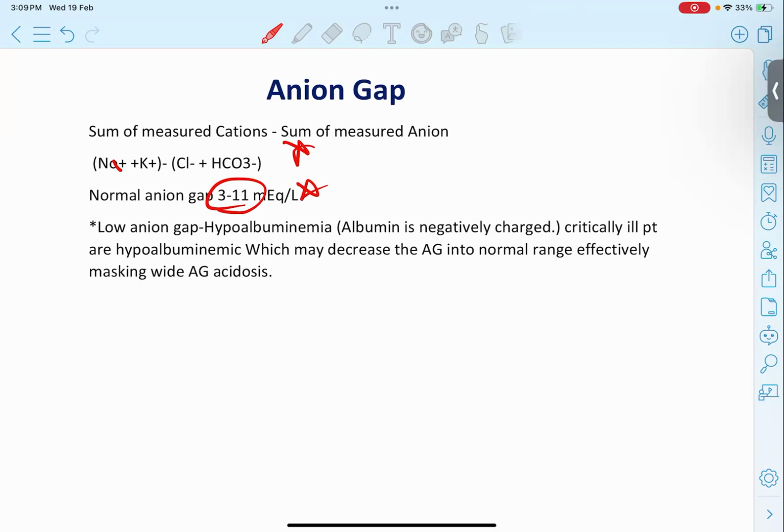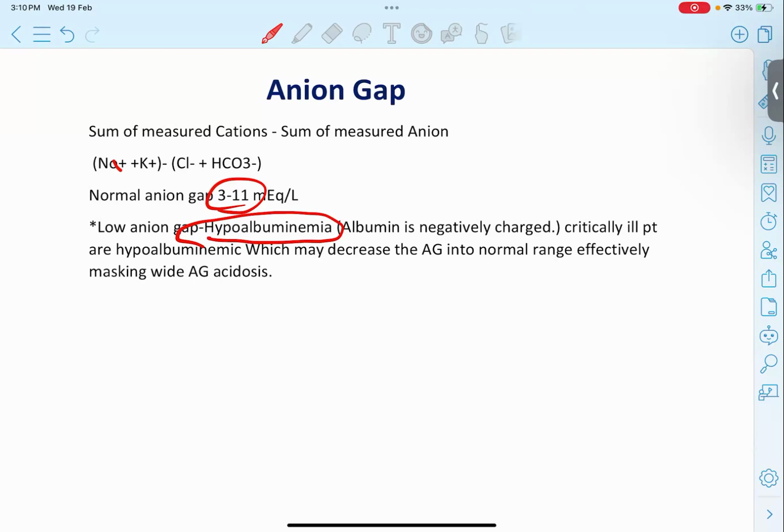There are terms called low anion gap and high anion gap. If we measure our body's total sodium and potassium content minus chloride and bicarb content, it should be between 3 and 11. If the anion gap is less than 3, then that is a low anion gap. We find low anion gap in hypoalbuminemia, because albumin is negatively charged. All critically ill patients are hypoalbuminemic, which may decrease the anion gap into the normal range, effectively masking a wide anion gap acidosis.